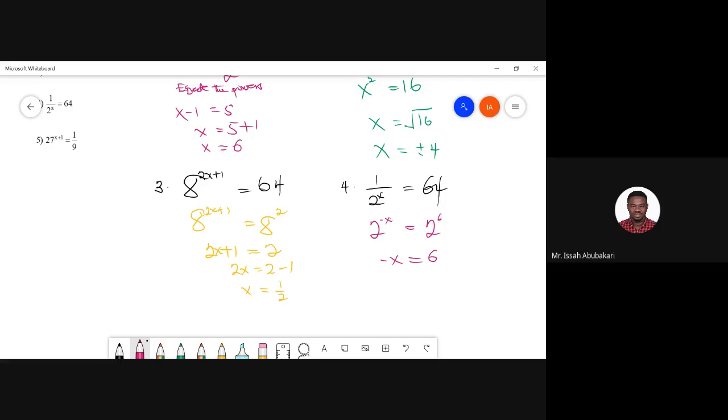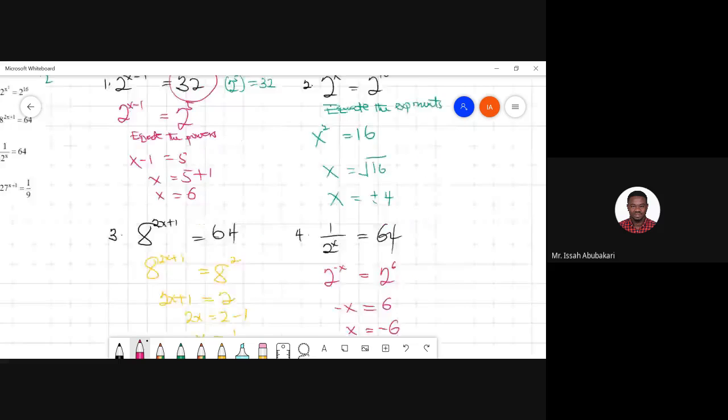But you cannot write your final answer in the form of negative. So just multiply or divide both sides by negative 1. So you're going to have x is equal to minus 6. Right. Now let's look at the last question, question 5.